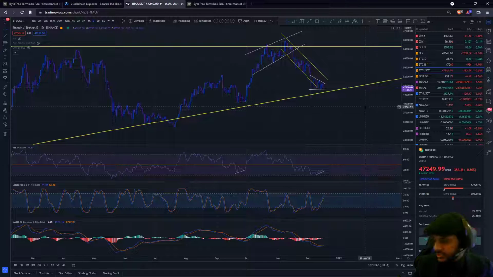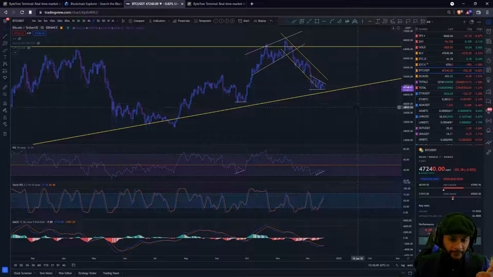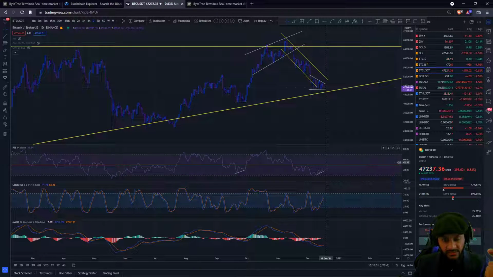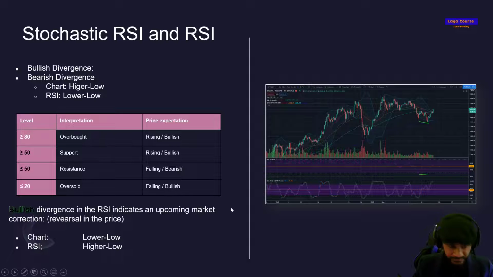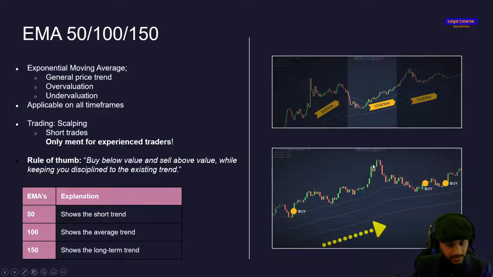So that's my expectation. First of all, we'll look at the trend. Second, we'll look at the indicators, and then we'll look for confirmation. Simple as that. That's how you analyze the charts. All right. So once again, the bullish divergence: the chart shows lower low, and the RSI shows higher low. That's an indication when the market goes bullish again.